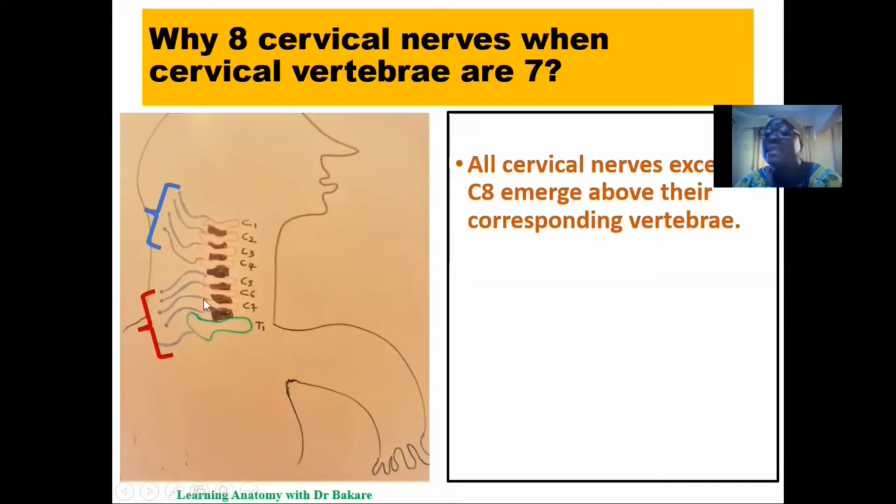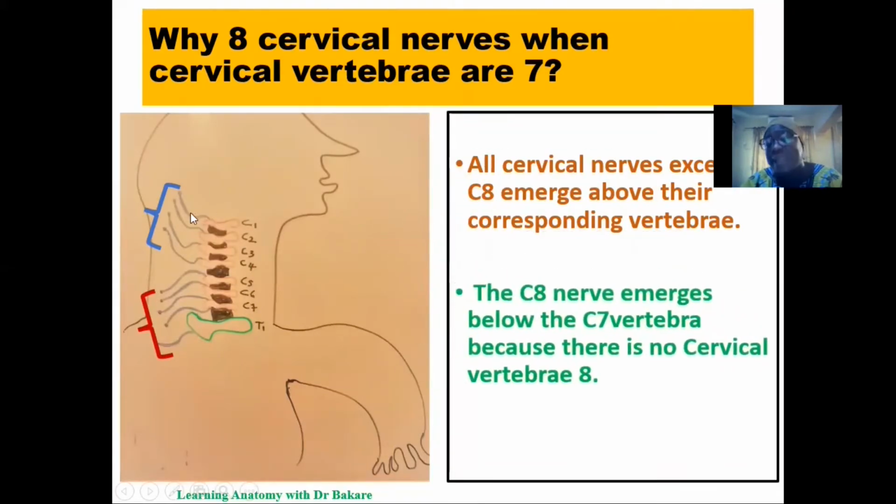Then we now have the emergence of the 8th cervical spinal nerve emerging below the 7th cervical vertebra. So the 8th cervical spinal nerve will emerge between the 7th cervical vertebra and the 1st thoracic vertebra. Then if you look at all this configuration, you see that the spinal nerves from C1 to C4 above do not contribute to the formation of the brachial plexus.